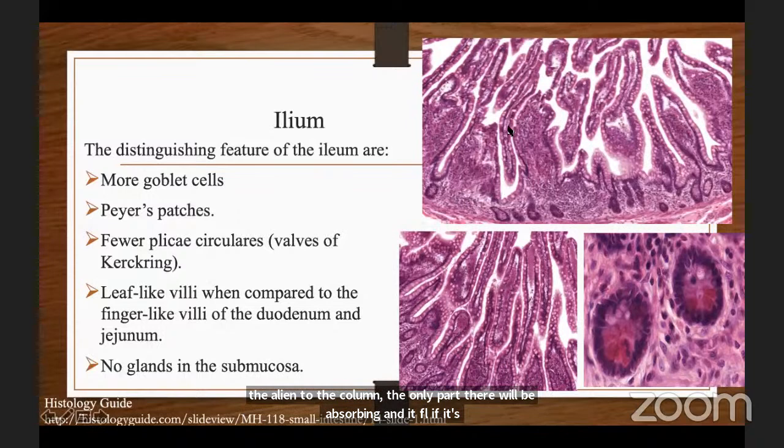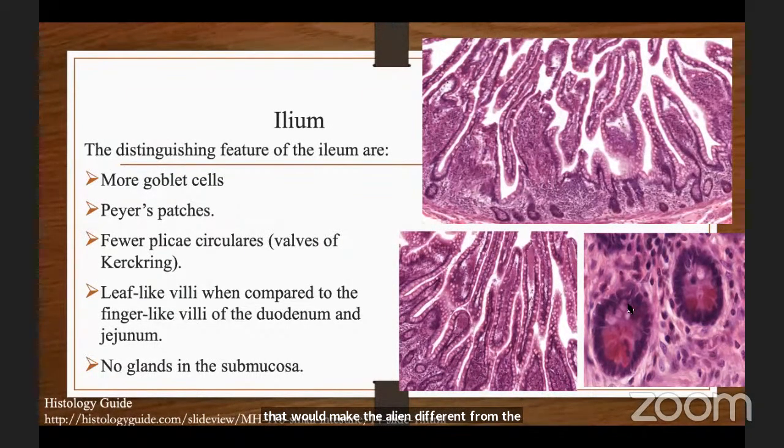Again, they share the same structure as the duodenum and jejunum. It has the same villi, but if we compare the villi here, they are shorter. They are finger-like projection, just like the jejunum, but they are shorter and less in number. And that's what makes the ileum different from the duodenum and the jejunum.